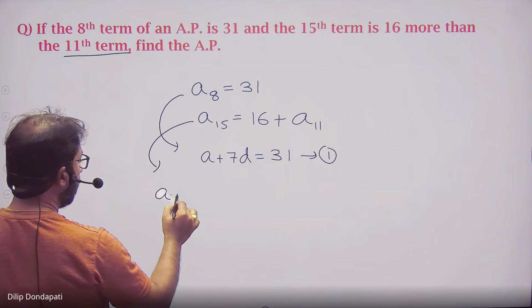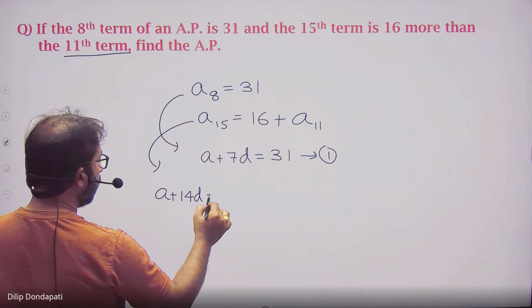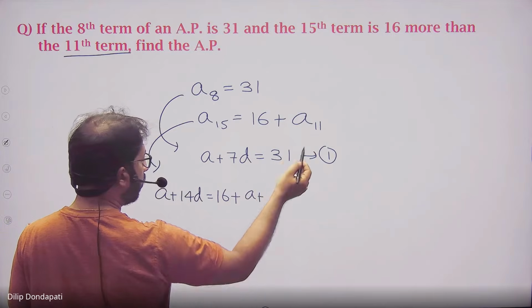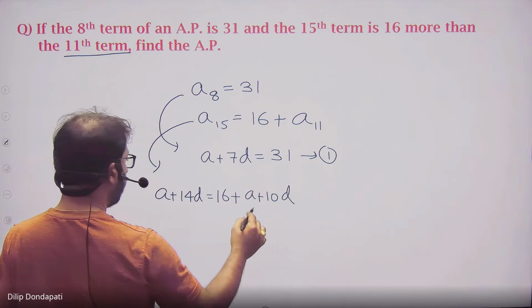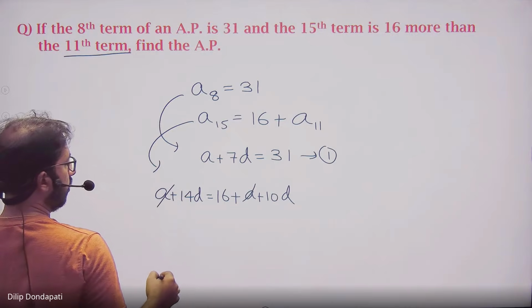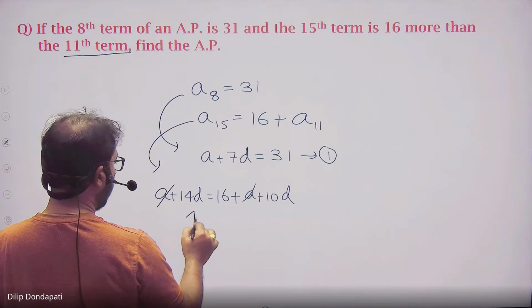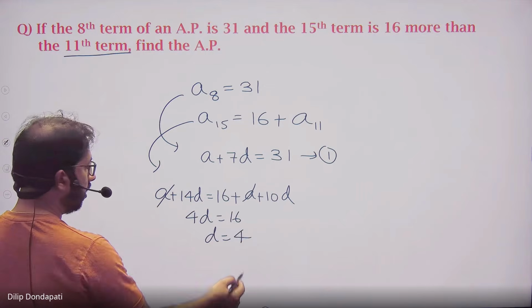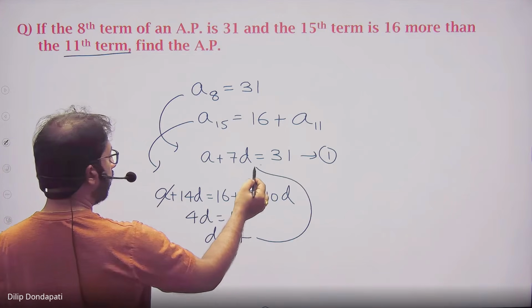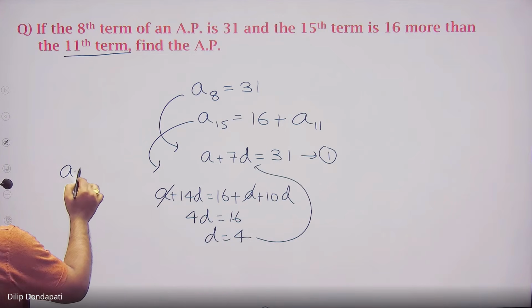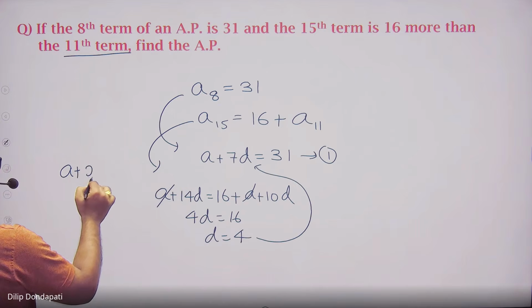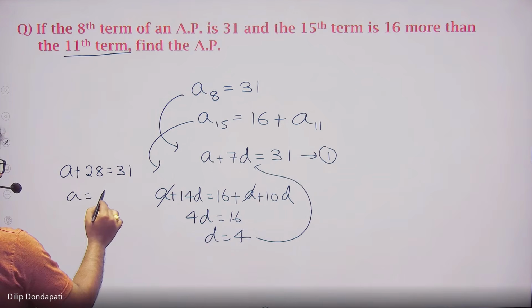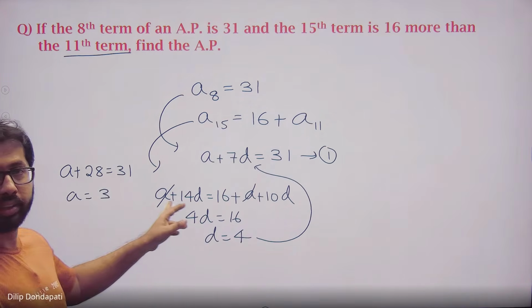A15 is a plus 14d is equal to 16 plus A11, means a plus n minus 1, 10d. तो a cancel. So कितना आएगा? 4d is equal to 16. d is equal to 4. d आ गया. Then substitute this d equal to 4 in the equation. कितना होगा? a plus 7 into 4 is 28 is equal to 31. So a is equal to 31 minus 28 is how much? 3.